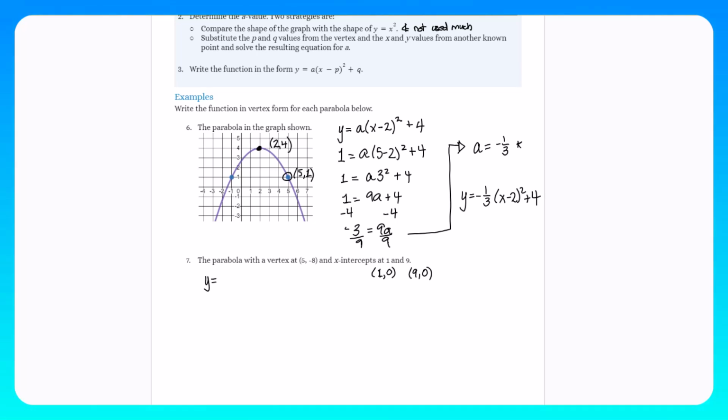So writing down our vertex form here, we can start by filling in our P and Q of the vertex. Again, taking care of the signs. We have that right here. And we are going to substitute in one of the points. I like working with smaller numbers, so I'm going to say 1 and 0.